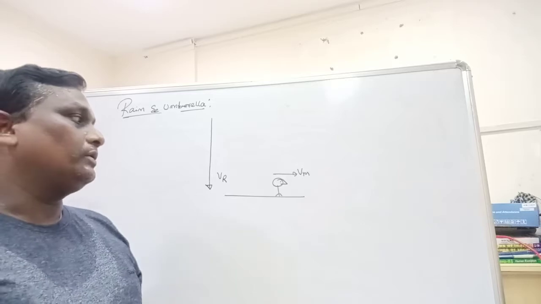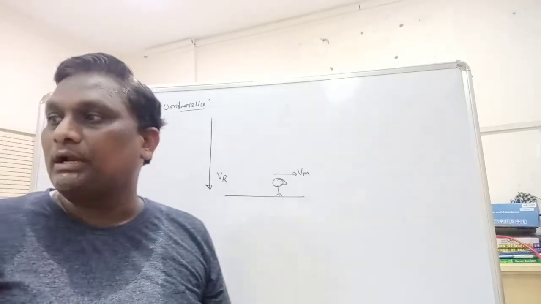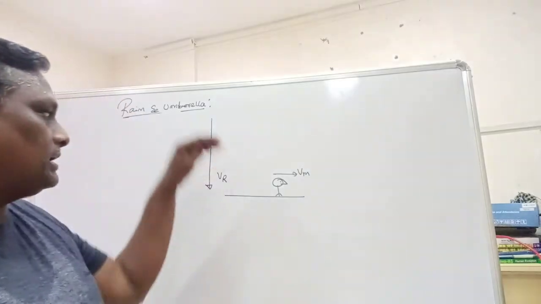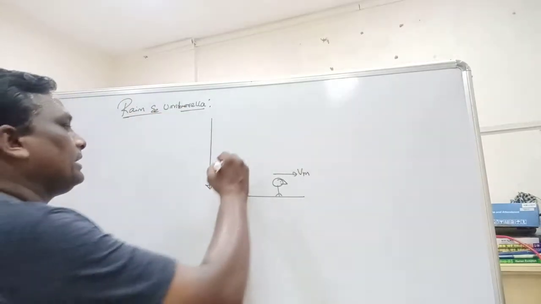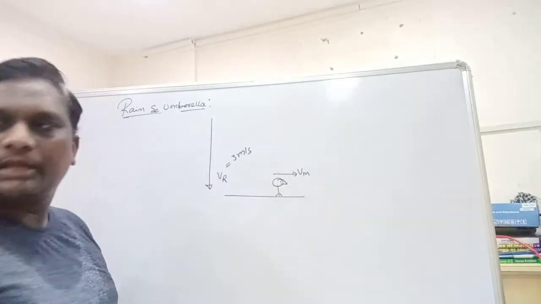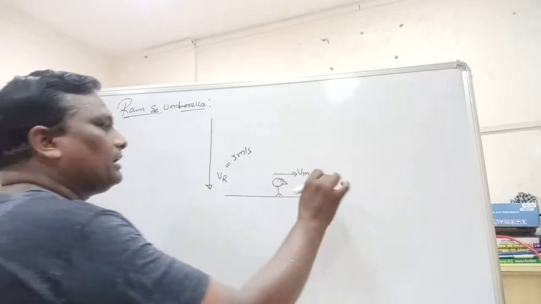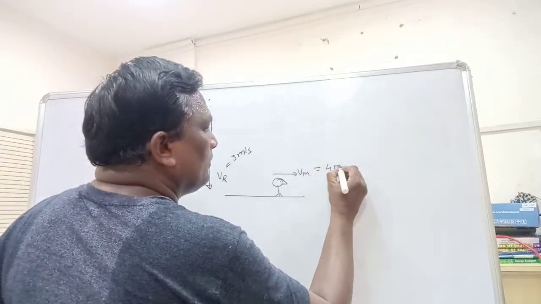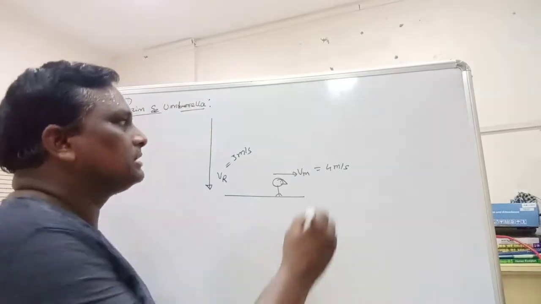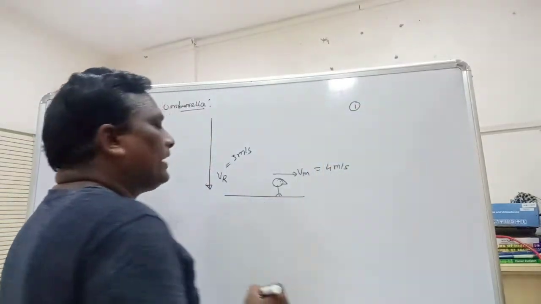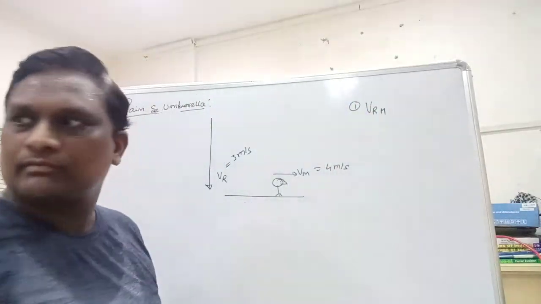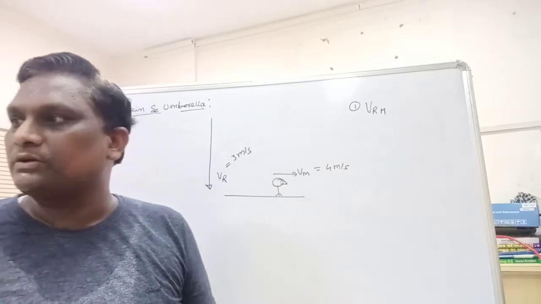Now, at which angle does he have to hold the umbrella to protect himself from the rain? That is the given question. For example, take rain falling vertically downwards with a velocity of 3 meters per second, and the man walking on the road horizontally with a velocity of 4 meters per second. The first question is to find the relative velocity of rain with respect to the man.